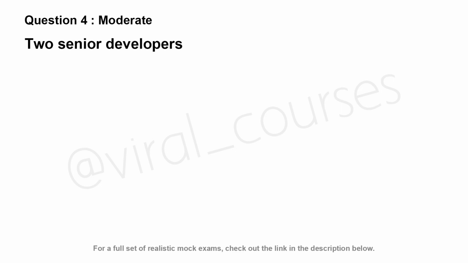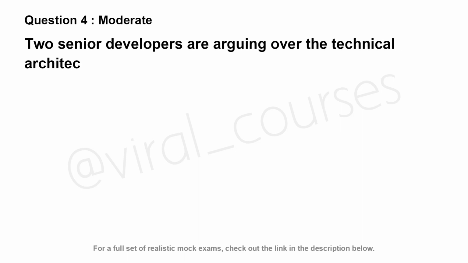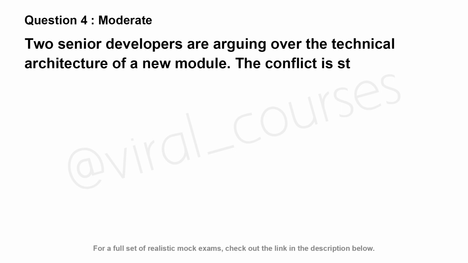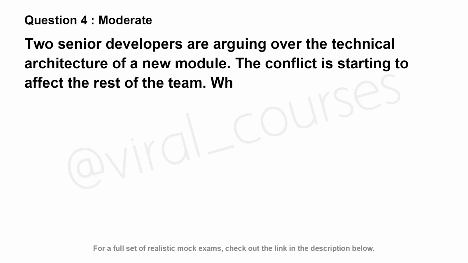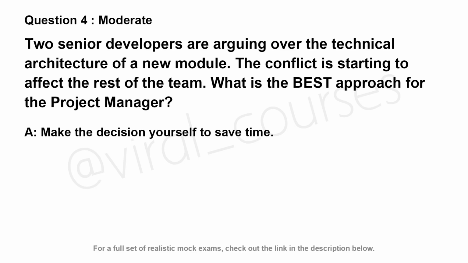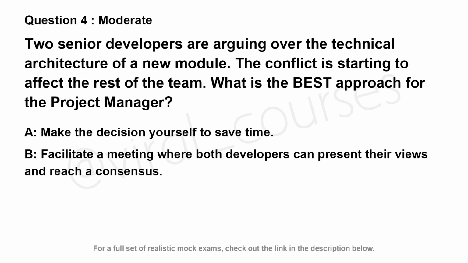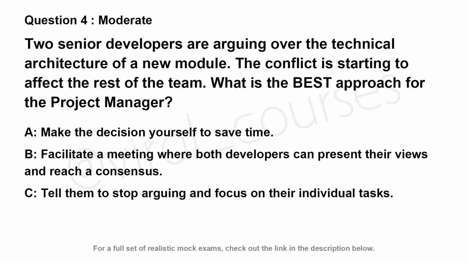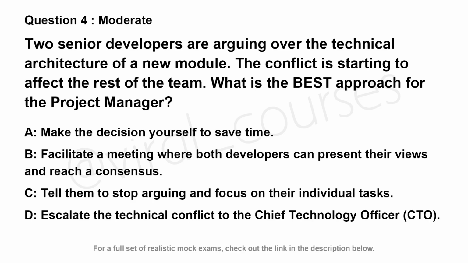Two senior developers are arguing over the technical architecture of a new module. The conflict is starting to affect the rest of the team. What is the best approach for the project manager? Option A. Make the decision yourself to save time. Option B. Facilitate a meeting where both developers can present their views and reach a consensus. Option C. Tell them to stop arguing and focus on their individual tasks. Option D. Escalate the technical conflict to the Chief Technology Officer, CTO.